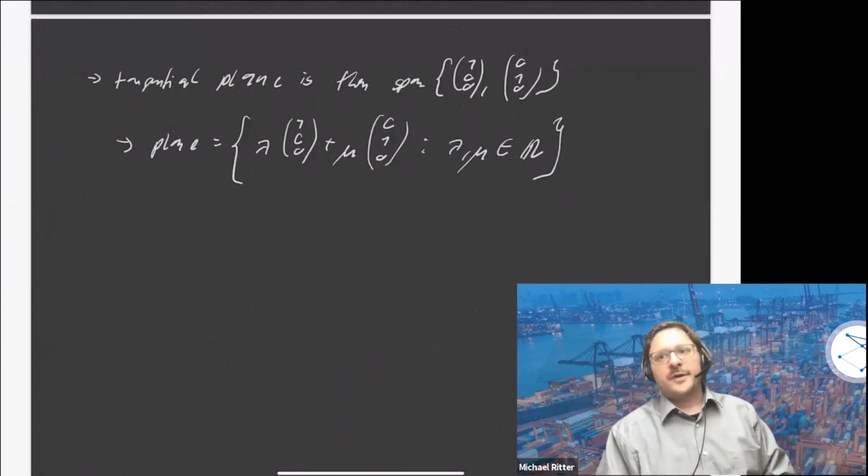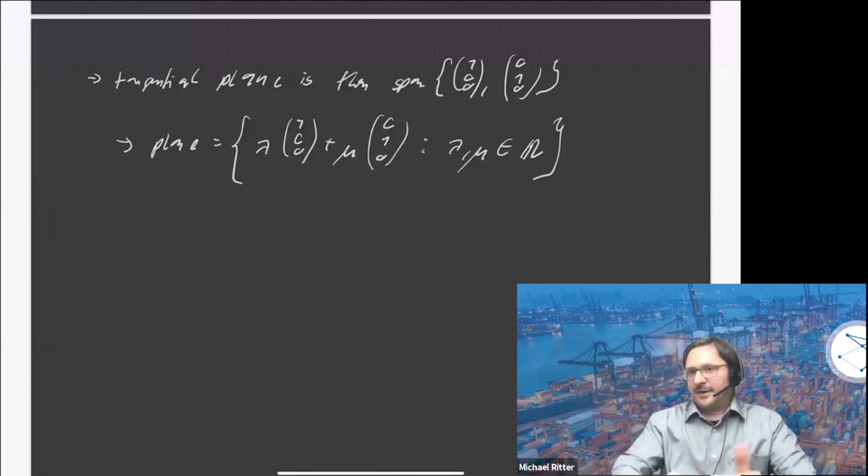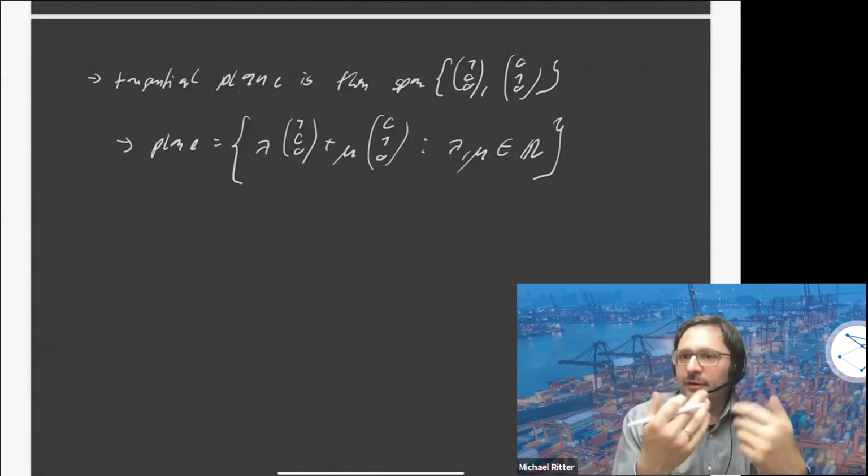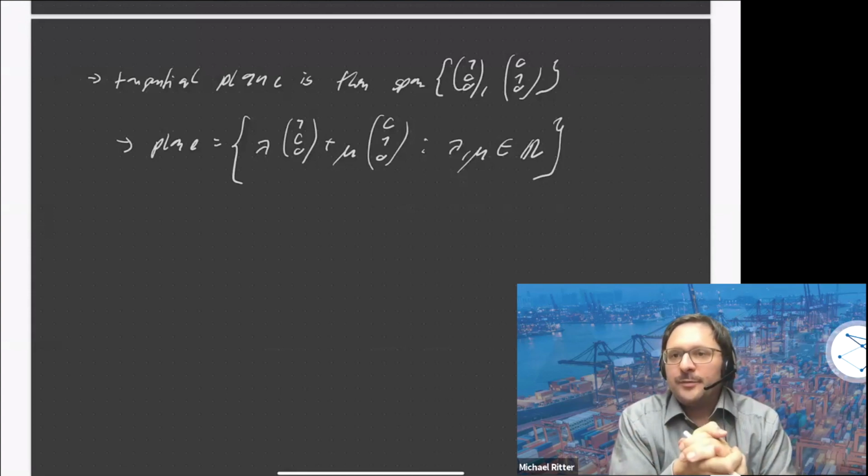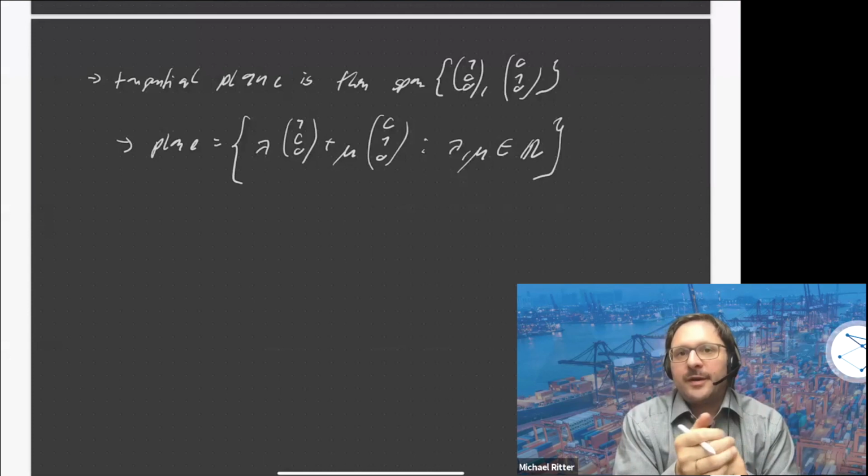Okay, so basically it was an easy example, but the idea is always the same. You have the normal equation for the plane. And what you basically do is you guess two vectors that lie in the plane, and then you write the plane as the span of these two vectors. That's your parameter form.